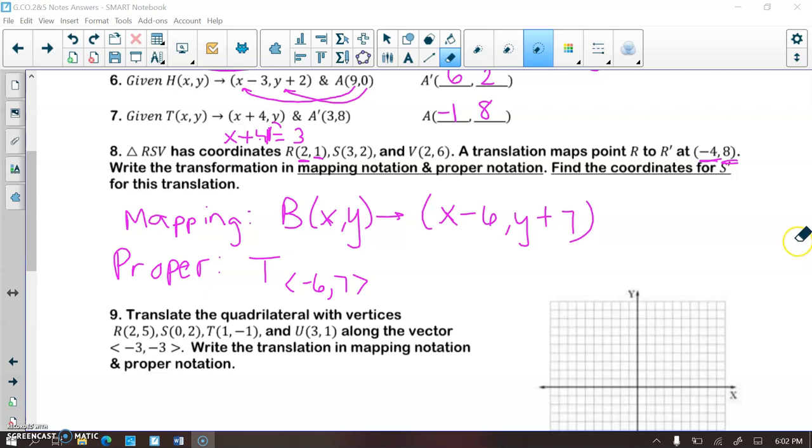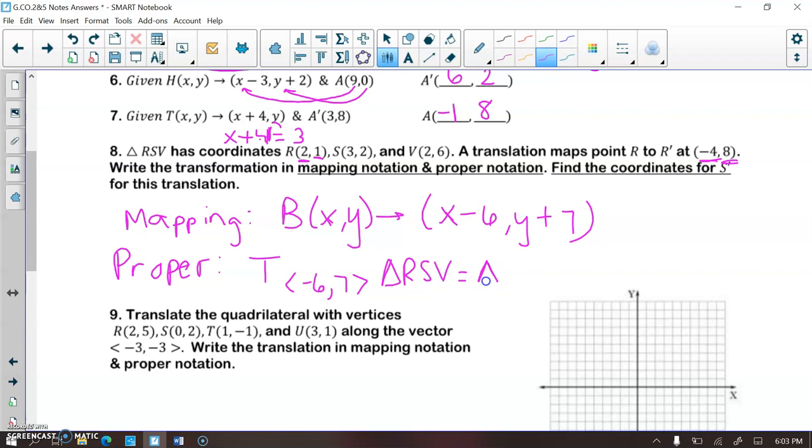to get cut off on that number 8. So proper notation again, capital T for transformation. And then I moved 6 units to the left and 7 units up. And then I need to specify what figure I'm translating here. It's triangle RSV. To get me triangle R prime, S prime, V prime. And that's it for that one.